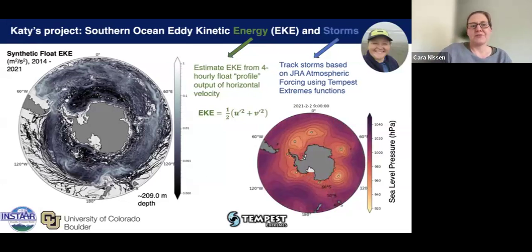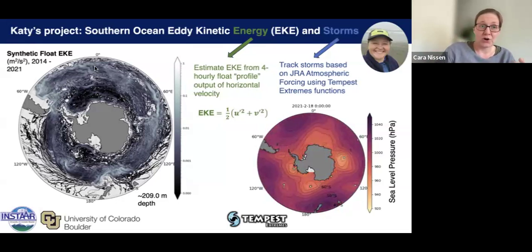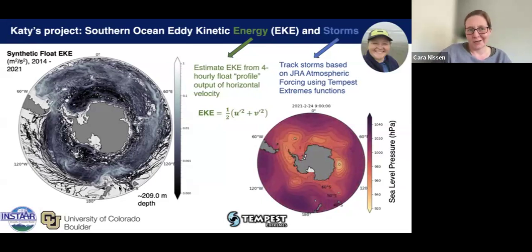The map here on the left just shows what the synthetic float-derived eddy kinetic energy looks like at about 200 meters depth. And we can nicely see that regions of high velocities that I showed you earlier in the mean already show up as regions of high eddy kinetic energy in this map of Katie's. For that, she's also using the 4-hourly float profile velocities that the floats record, so it's nice to have this high frequency output for that too.